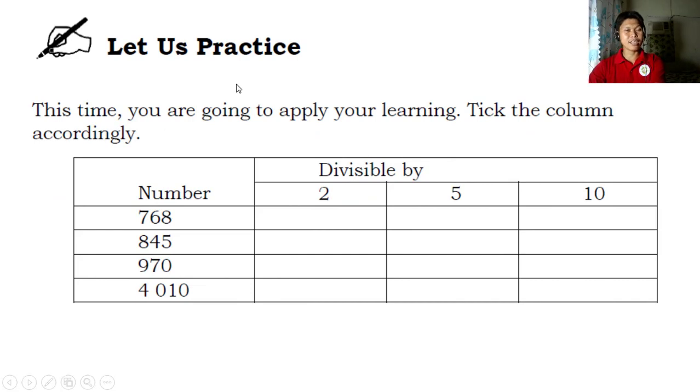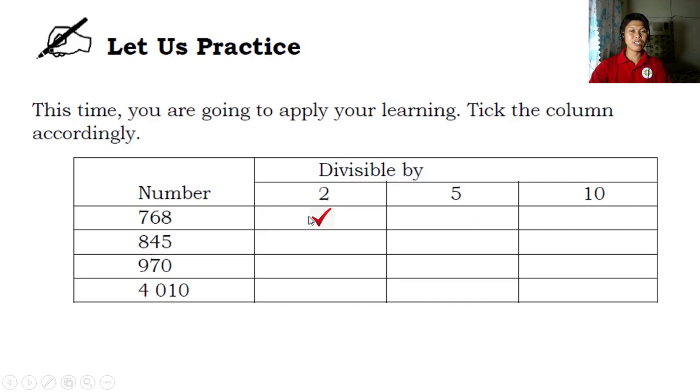Okay, so let us practice. Subukan natin. We are going to tick the column, lagyan natin ng check kung divisible ba by these numbers para malaman natin kung ano yung mga common factors, using the divisibility test. 768. Okay, pwede ba sa 2? Pwede, kasi even number nga yan. 5, obviously not, kasi hindi 5 or 0. And 10, hindi rin.